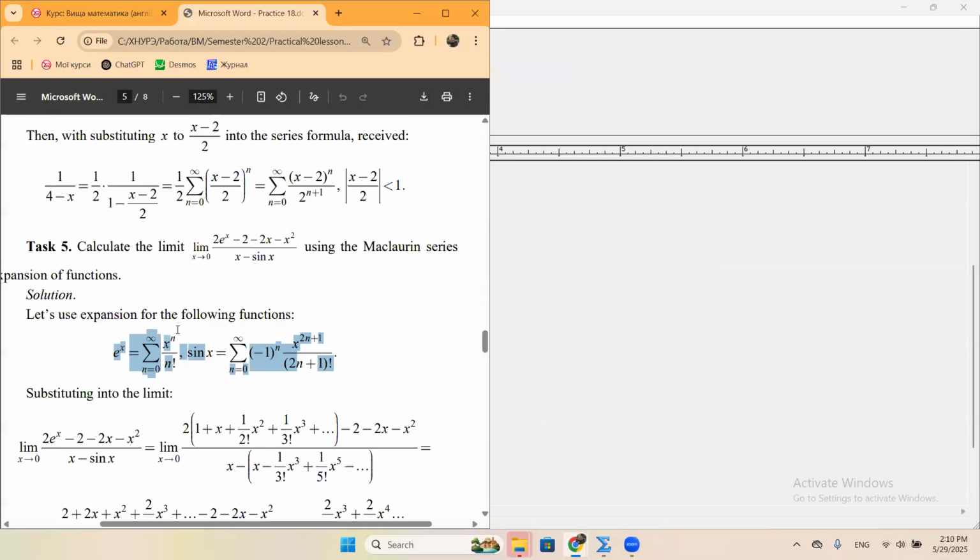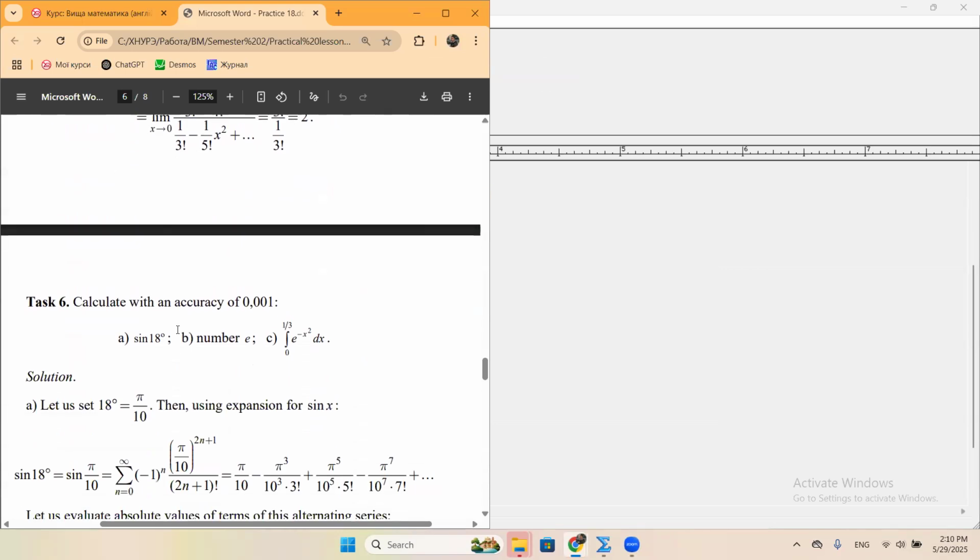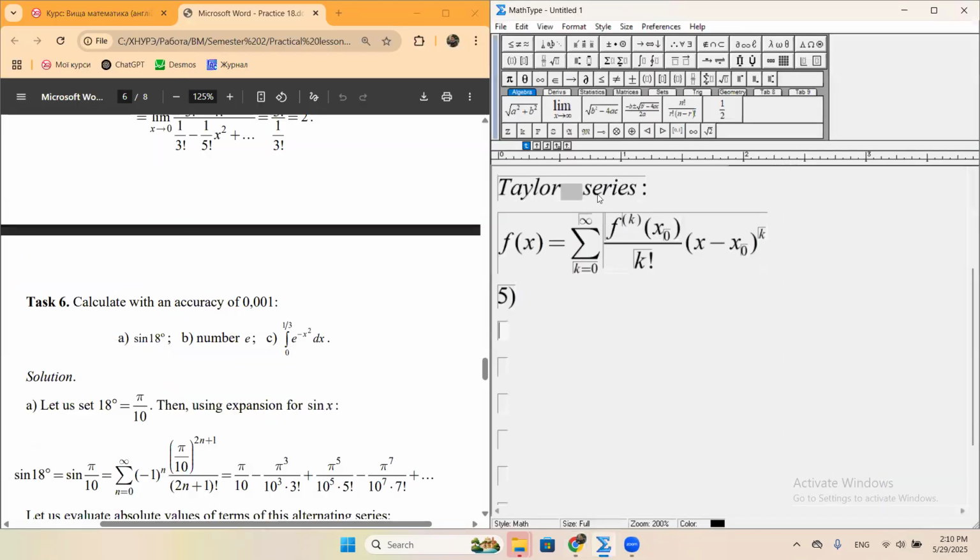Okay, let's continue. Let me share my screen. So it was task number 5. Now let's solve task number 6. The next tasks: we will have to calculate the following values with the accuracy 0.001. So how to do it?